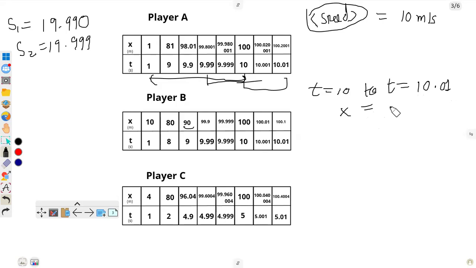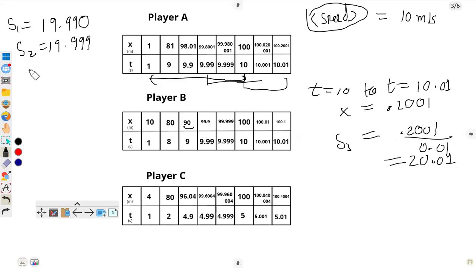It turns out to be 0.2001, right? This is the distance traveled in this time interval. And so our speed, I'll say S3, is actually, oh, this is so simple. It's 20.00 divided by 0.01, and this turns out to be 20.01. So this is our speed 3. It's 20.01.